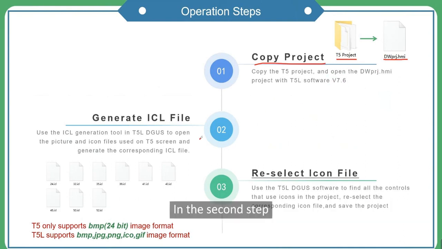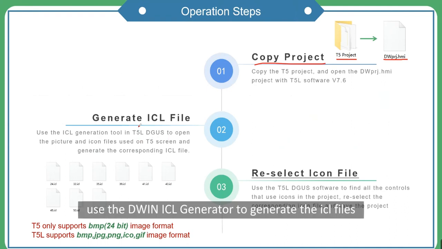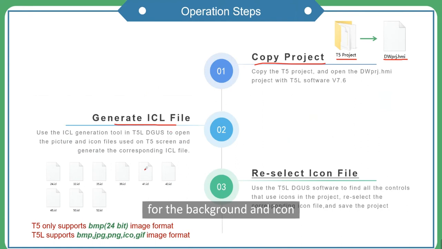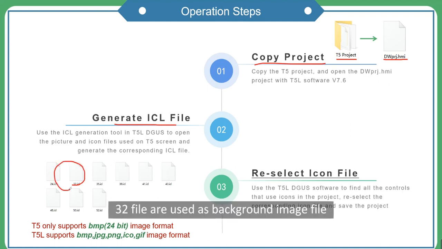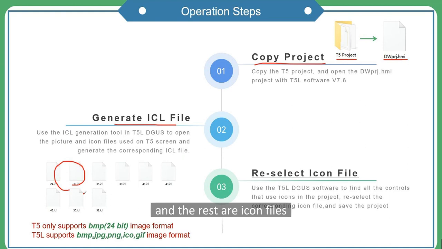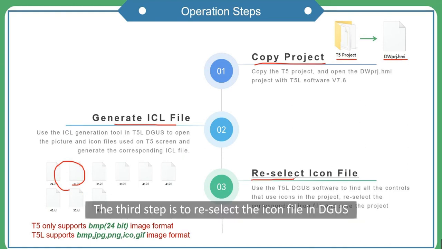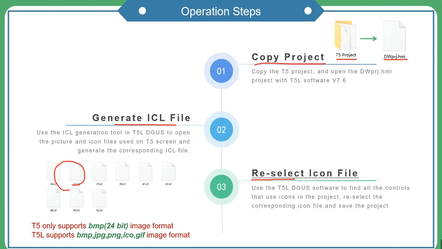In the second step, use the DWIN ICL generator to generate the ICL files for the background and icon. These are the ICL files I will generate this time. 32 files are used as background image files, and the rest are icon files. The third step is to reselect the icon file in DWIN.